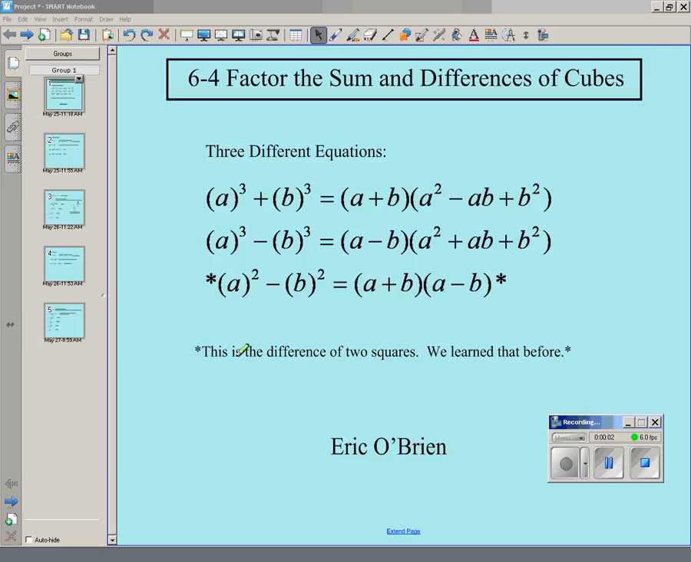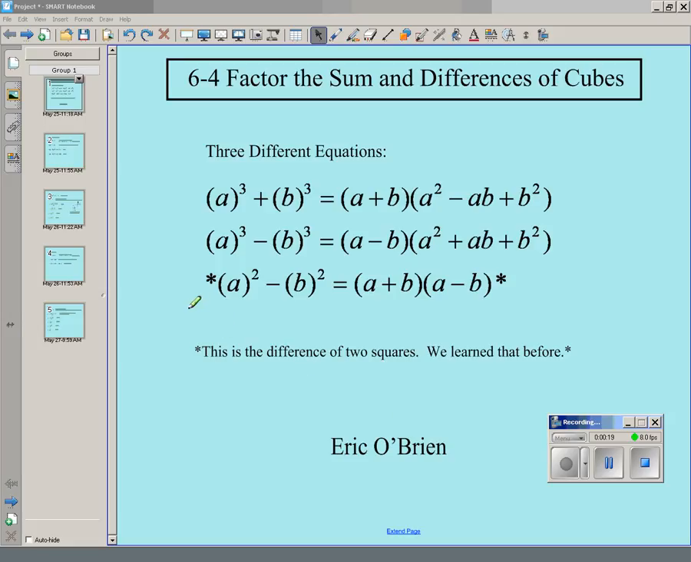The sum and difference of cubes. There are three different equations. A cubed plus B cubed equals A plus B times A squared minus AB plus B squared. Or A cubed minus B cubed equals A minus B times A squared plus AB plus B squared.